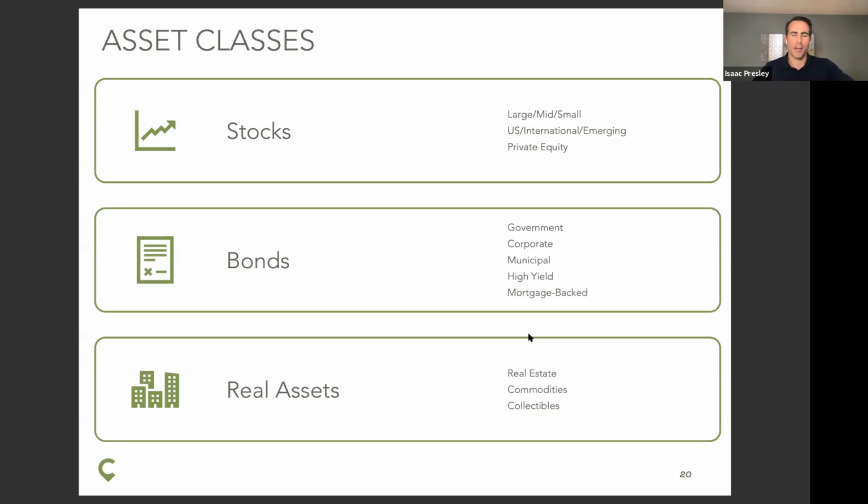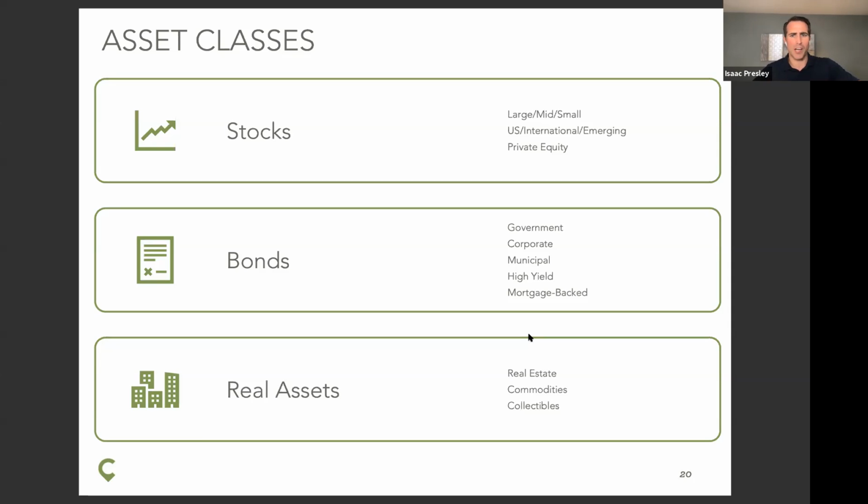And so with stocks, obviously, you can have large companies, medium companies, and small companies. You can have companies in the US, you can have companies outside of the US, you can have emerging market stocks. You can have privately held stocks. So there's a bunch of different opportunities there. Bonds, same thing. You have corporate bonds, government bonds, municipal bonds, which are bonds that are issued by cities or states. And you can have mortgage-backed bonds.